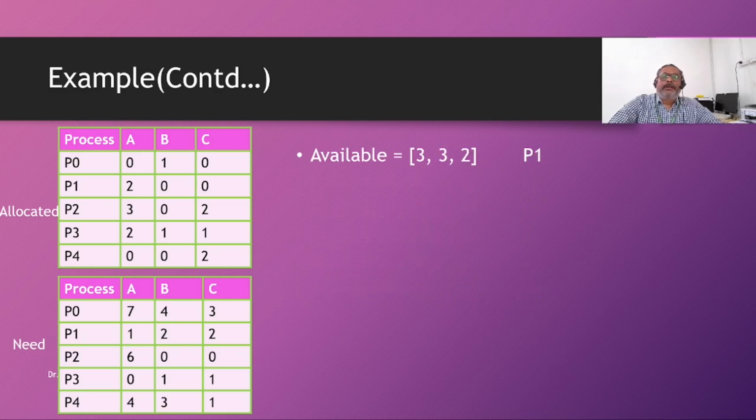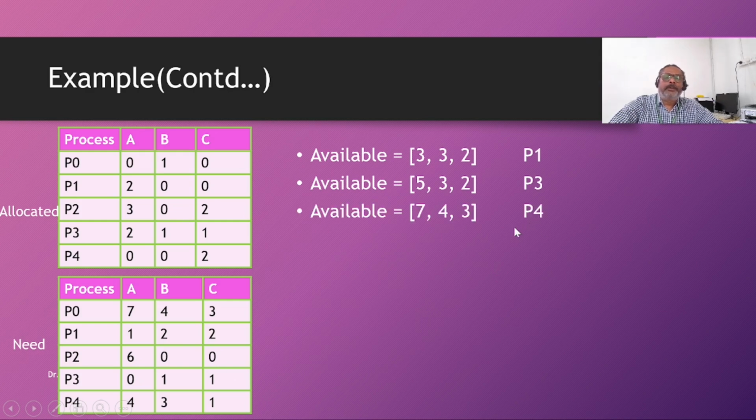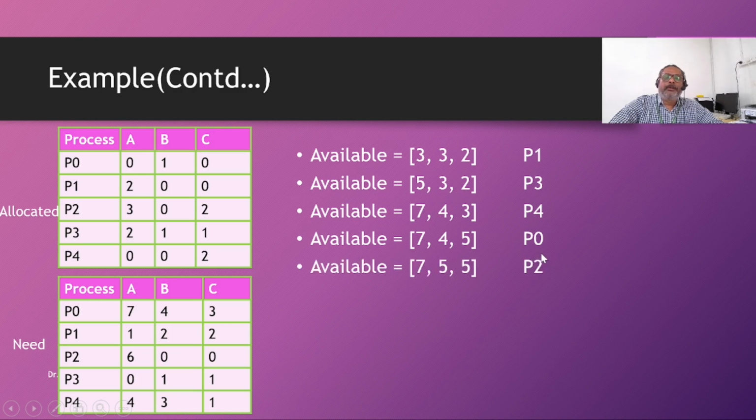The same we can look at another way. So we start with P1 again, because P0 cannot be taken up. P1 we take up first, then we go for P3, then we go for P4 instead of P2. Instead of P0 we can go for P4, then we can go for P0, then finally we can go to P2. So there is another sequence, P1, P3, P4, P0, P2. That way also we can take it up.